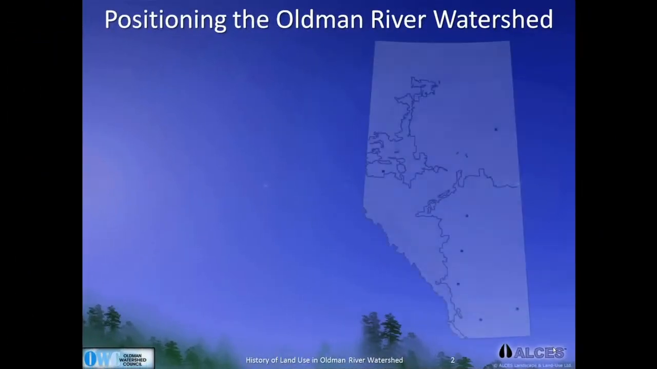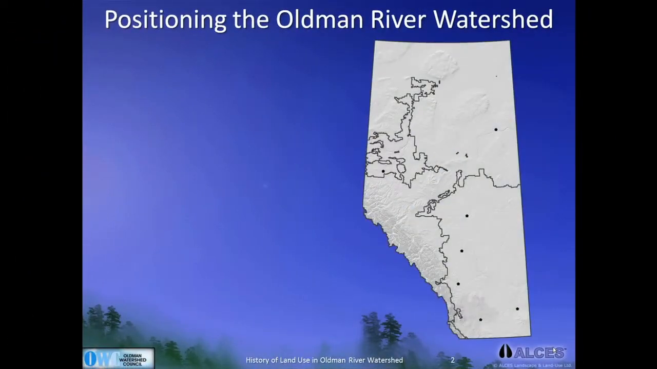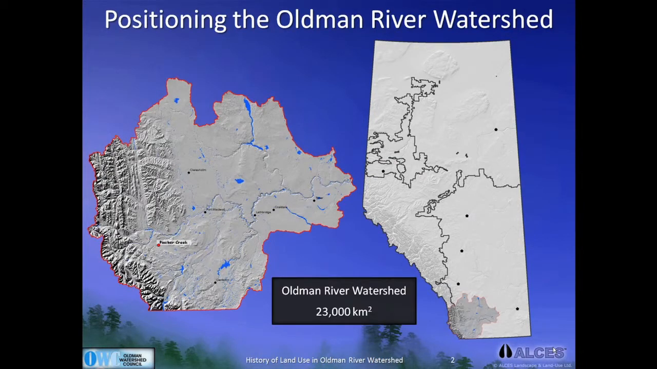First of all, let's position the watershed. It's found in southwestern Alberta. It's 23,000 square kilometers, and we can see here the major cities and settlements of Pincher Creek, Claresholm, Fort Macleod, Cardston, Lethbridge, Coaldale, and Taber. So that is the study area that we will be discussing in this presentation.